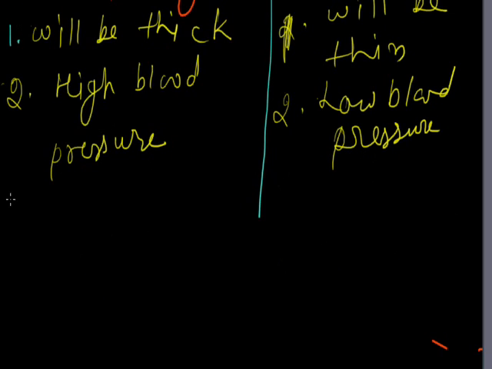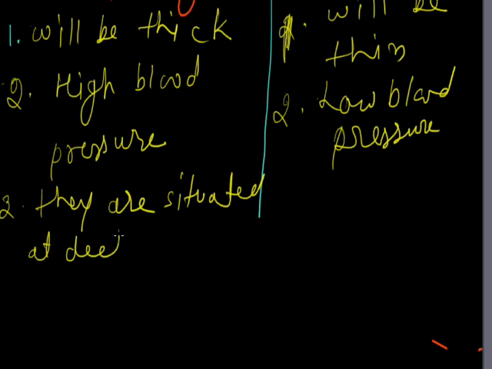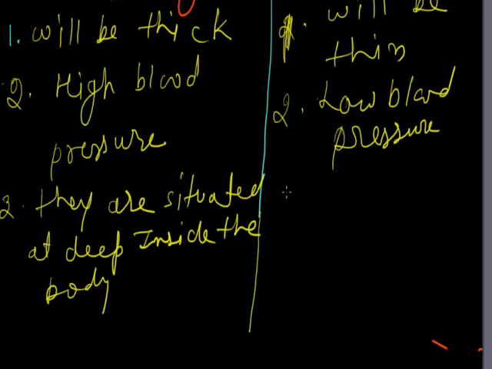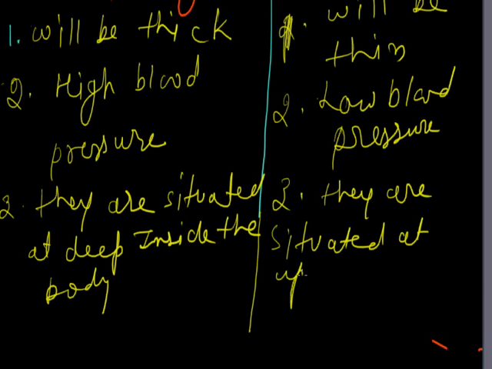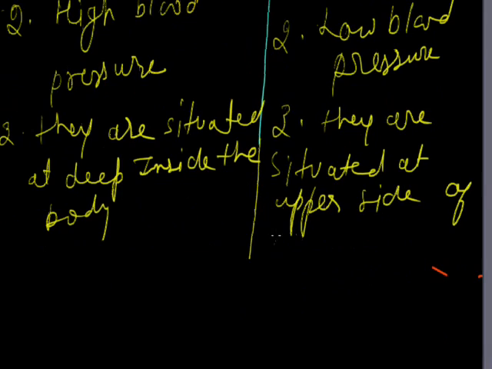Then arteries, because they are getting blood from the heart, are situated deep inside the body. And if I read about the veins, basically veins are situated at the upper side of the body.